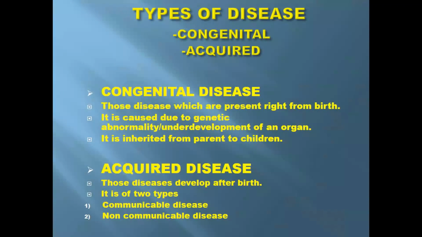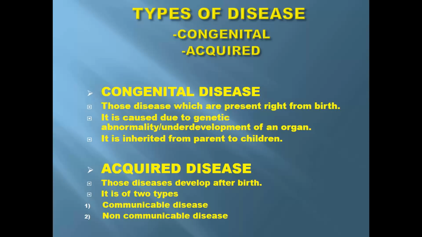Next, we will focus on types of diseases. Actually, there are two types of diseases: congenital and acquired. So first we will focus on congenital diseases. Those diseases which are present right from birth. It is caused due to genetic abnormality, underdevelopment of an organ. It is inherited from parent to children. Next is acquired disease. Those diseases develop after birth.